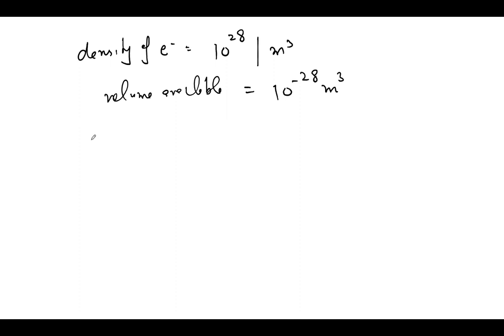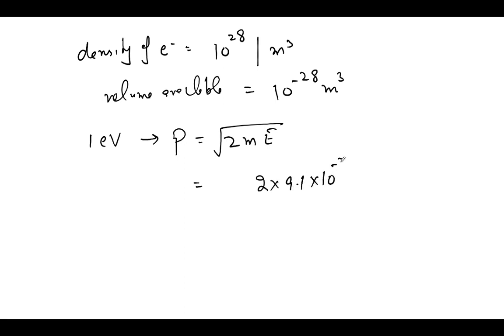And for an energy of 1 electron volt, the momentum of the electron is equal to the square root of 2 m e E, so 2 into the mass of the electron, 9.1 into 10 to the power minus 30, and the energy of 1 electron volt, that is 1.6 into 10 to the power minus 19 joule, all under the root.